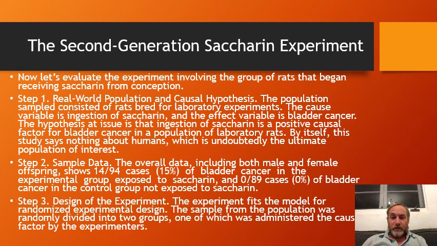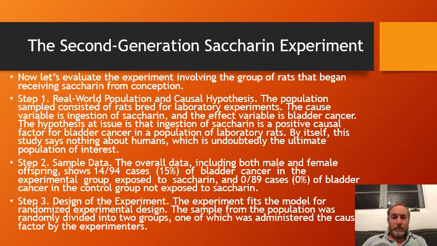Okay, so step 1, what's the real world population and what's the causal hypothesis? So the population sampled consisted of rats bred for laboratory experiments. Causal variable, ingestion of saccharin. Effect variable, bladder cancer, all of this the same as the first generation experiment. The hypothesis at issue is that ingestion of saccharin is a positive causal factor for bladder cancer in a population of lab rats. Here is a good time maybe to note that the population sampled is not humans, but kind of supposed to be relevant to humans, and there's a little gap there.